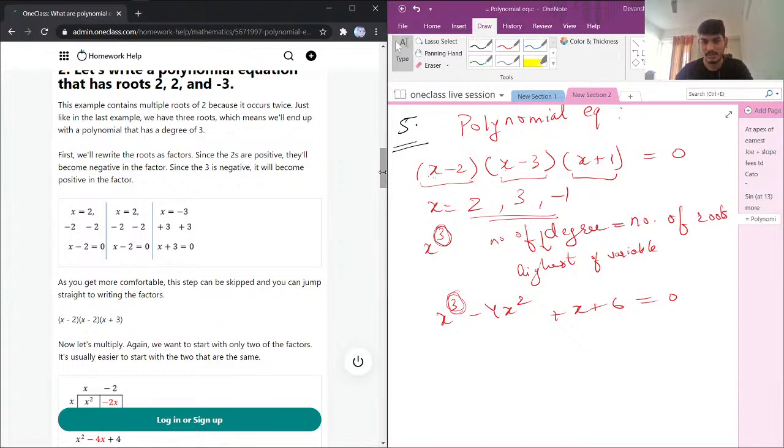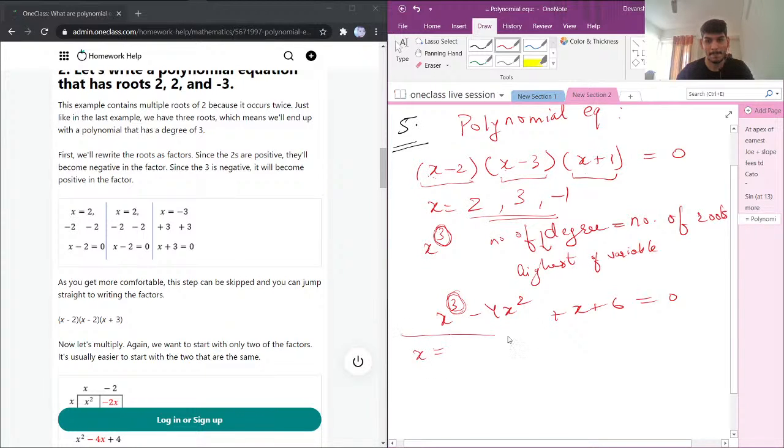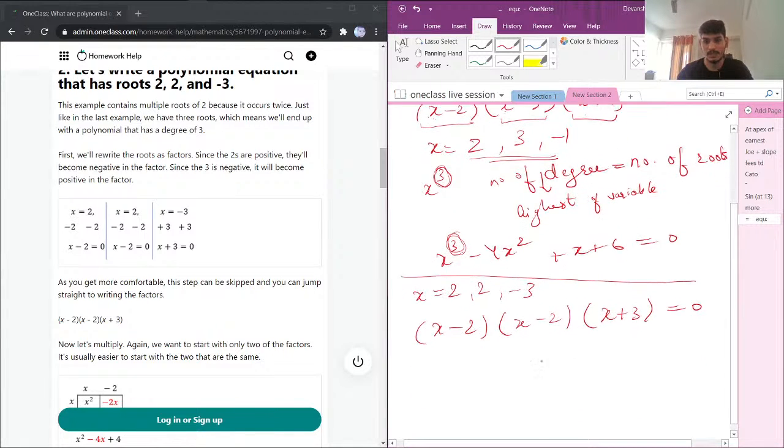So for an equation that has root 2, and so the roots are 2, 2 and negative of 3. So the equation will be x minus 2, x minus 2 and x plus 3 will be equal to 0.